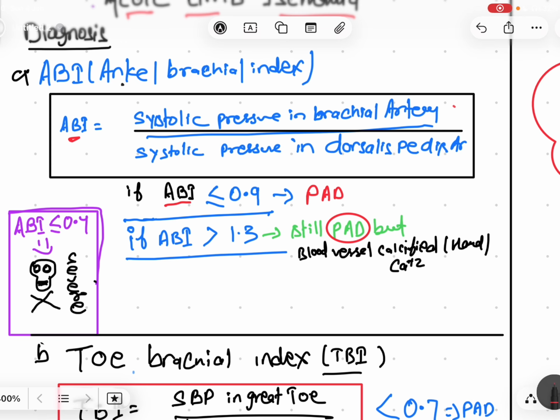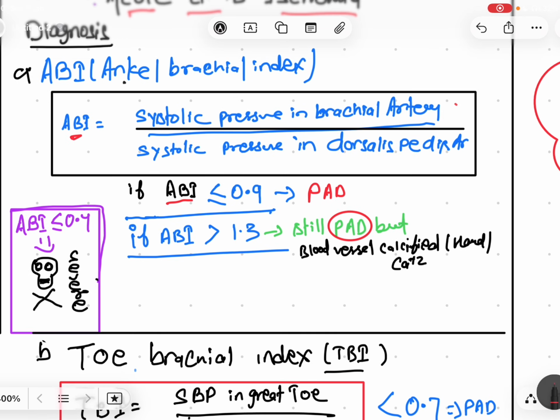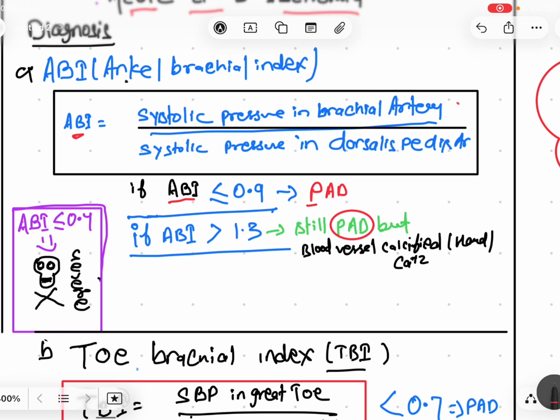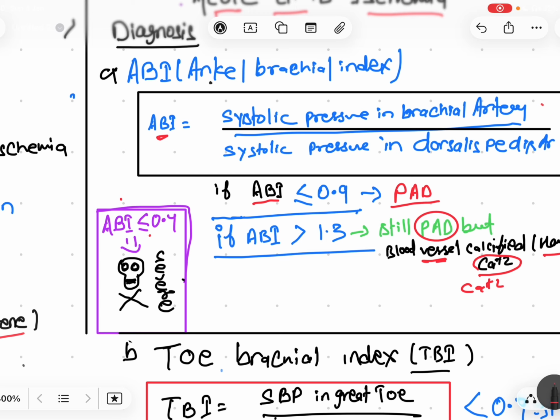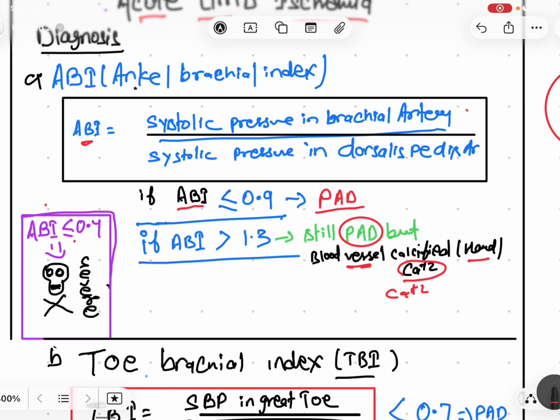In ABI, ankle brachial index, if the value of ABI is less than 0.9, we can say it's PAD, peripheral arterial disease. But if the ABI is more than 1.3, it is still PAD. Here the blood vessels get calcified, like calcium deposition, and get hard. One of the most important things: if the ABI value goes lower than or equal to 0.4, it's so severe, it can cause a lot of trouble.